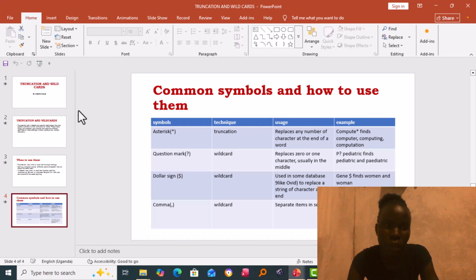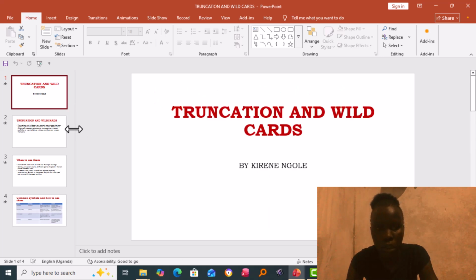This is as brief as it gets on truncations and wildcards. I hope you will be able to use these signs appropriately.